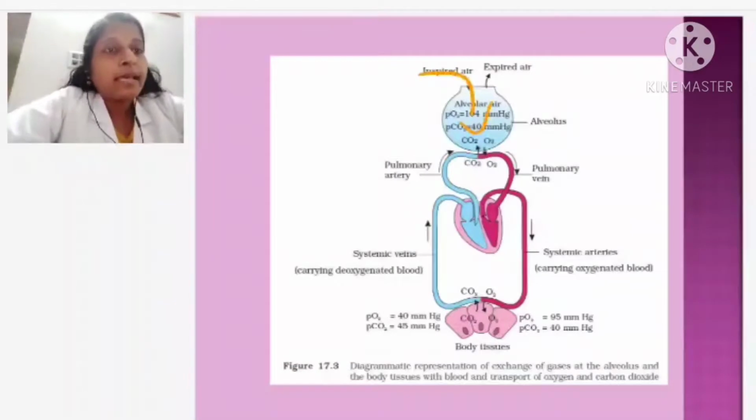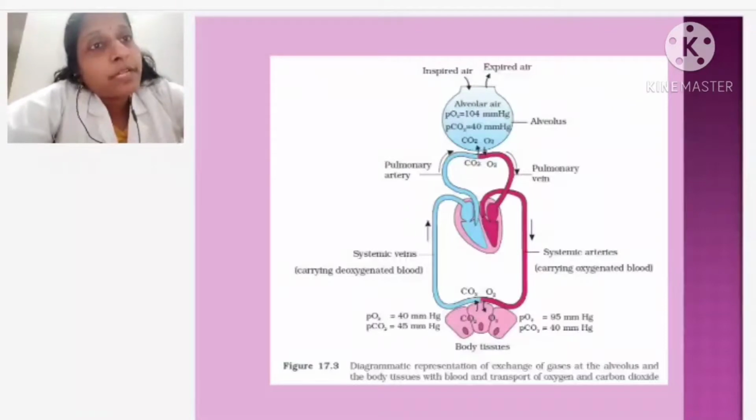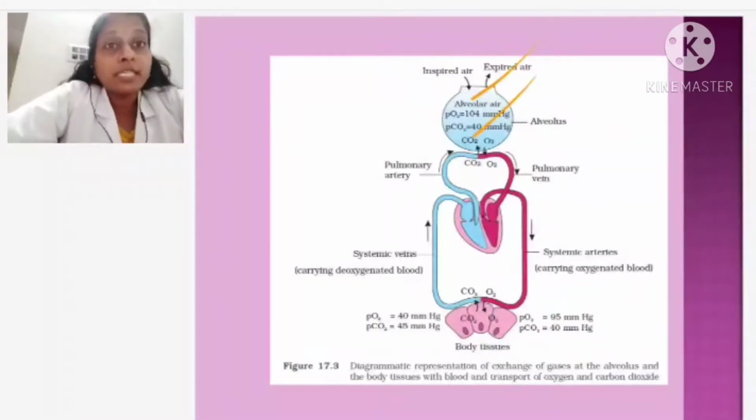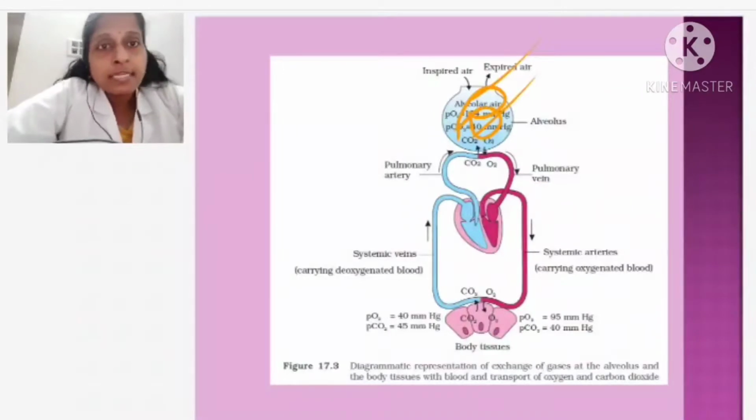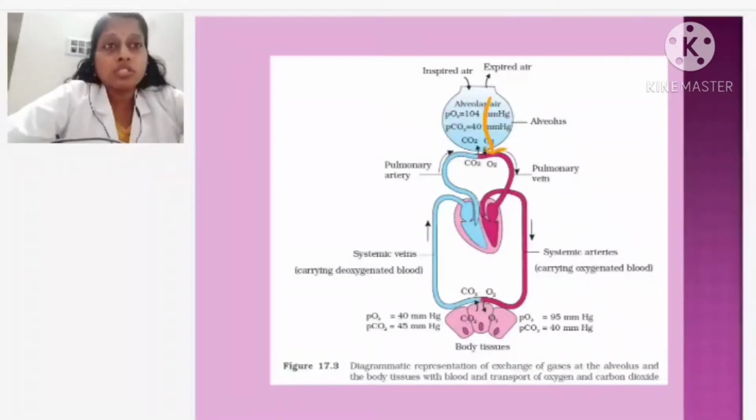Inspired air, the atmospheric air which is being inspired, when it is reaching the alveoli, I told you, the partial pressure of oxygen is how much? 104, and partial pressure of carbon dioxide is how much? It is 40 mmHg. In the table we have seen, isn't it? And here the oxygen is more and the carbon dioxide is less, isn't it? So the oxygen from here will be diffusing into the blood.